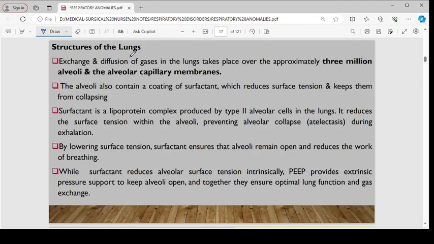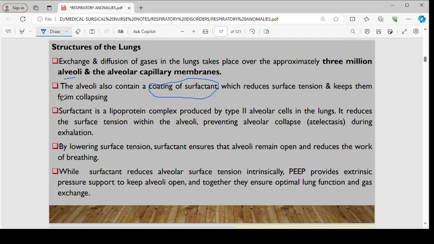When you look at the structure of the lungs, the exchange and diffusion of gases normally takes place over approximately 3 million alveoli and the alveolar capillary membrane. The alveoli also contain a coating substance, a phospholipid that is a surfactant, and this surfactant reduces the surface tension and keeps the alveoli open from collapsing.